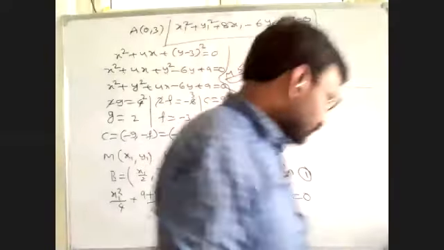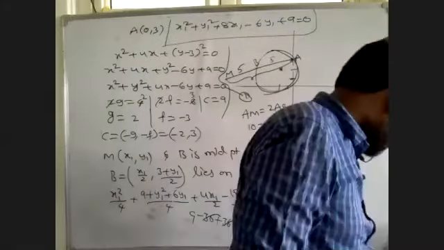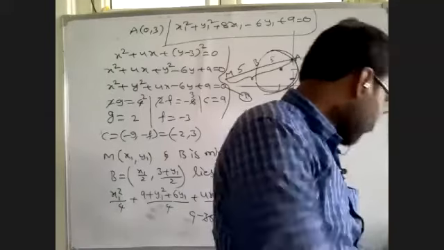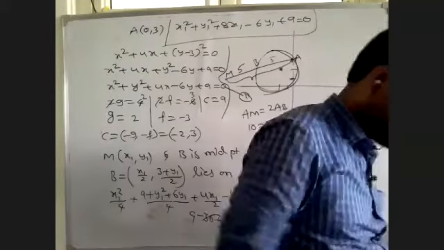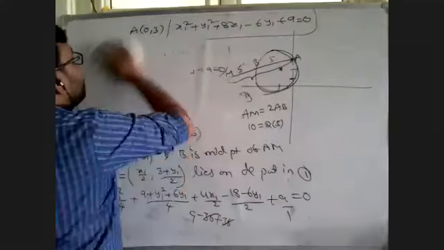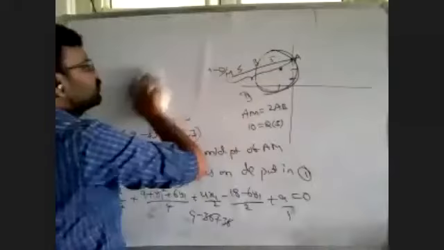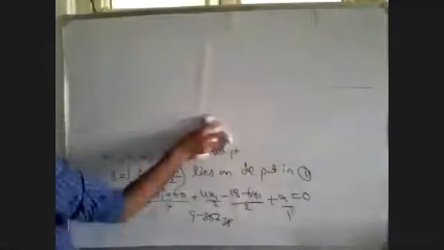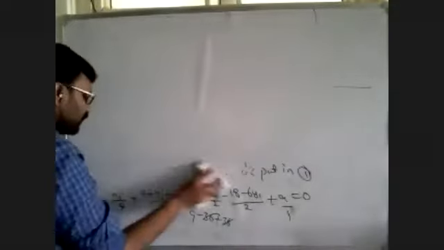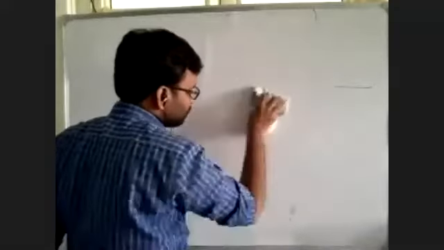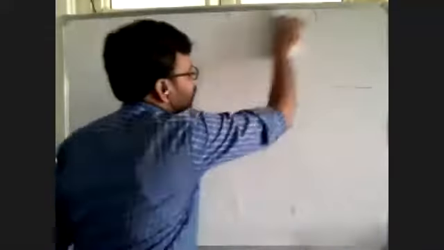Okay. Now, after this, intercept. Circle making intercept. There exist 3 cases. First one, circle will intercept x and y axis. Circle will touch x and y axis. Circle will not touch x and y axis.